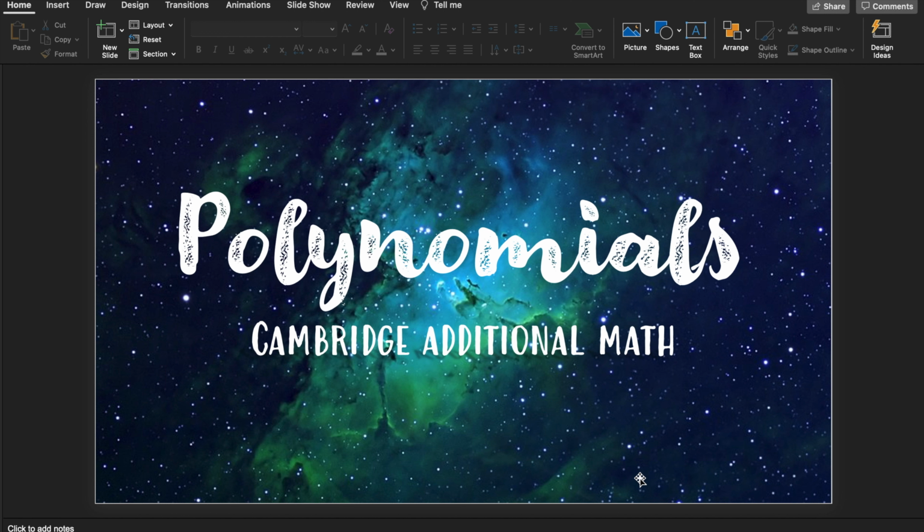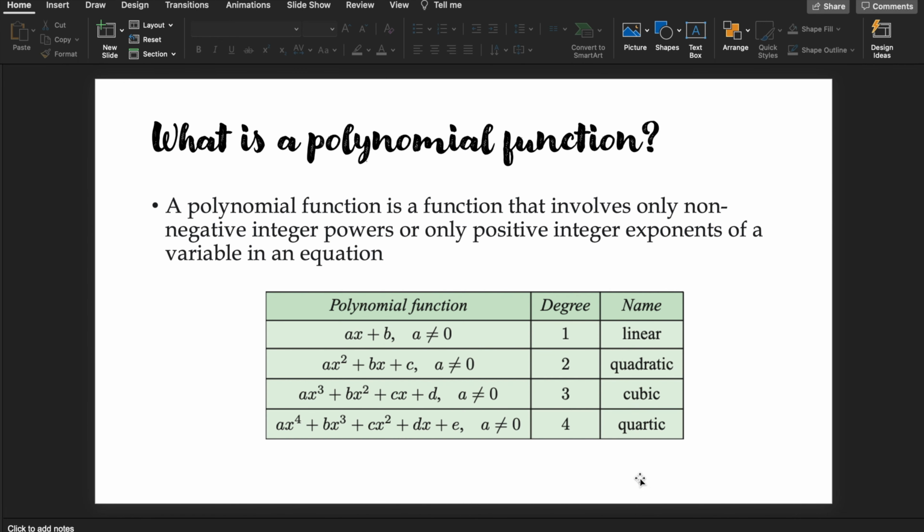So today we're going to be discussing the chapter called Polynomials from Additional Mathematics. So what is a polynomial function? It is a function that involves only non-negative integer powers or only positive integer exponents of a variable in an equation. So let's look at a few examples.